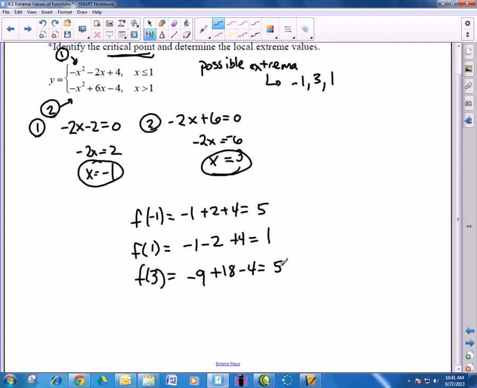So you can see that in this case, these two points right here are the same y value. Those are the highest y value because we've identified those as the only possible extreme values. So that means our maximum occurs at both points, negative 1, 5 and 3, 5. And then your minimum is not shared. It occurs at just 1, 1.